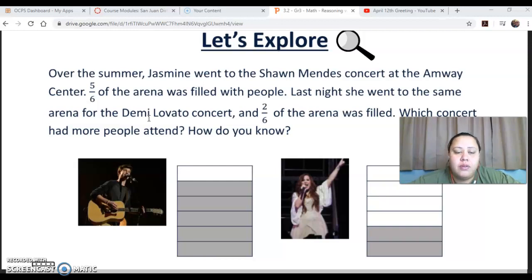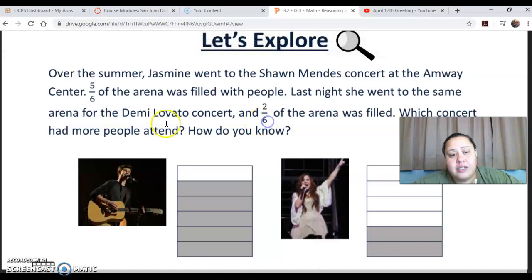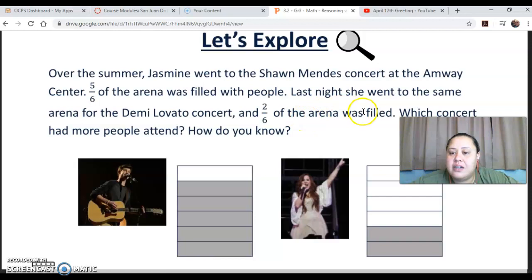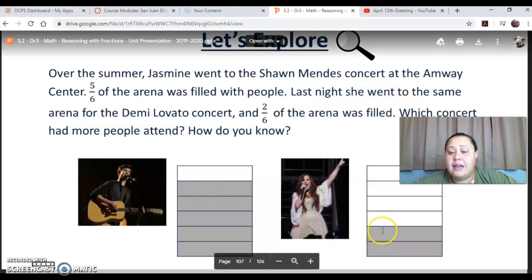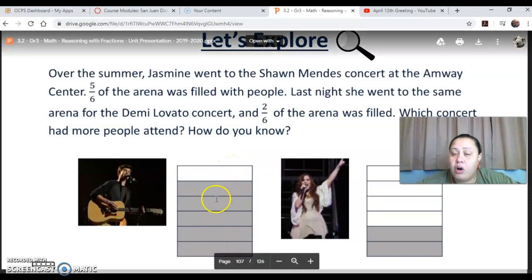We know that this is the same denominator because they showed us the fractions, and we saw that they were both the same denominator. They also said she went to the same arena, the same size, so we're comparing the same size wholes. They're both cut into 6 parts. So we just have to say, which one is greater? Well, for Shawn Mendes, 5/6 of the concert arena was full. So he was almost sold out. He was almost completely full.